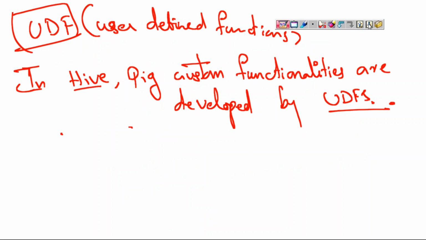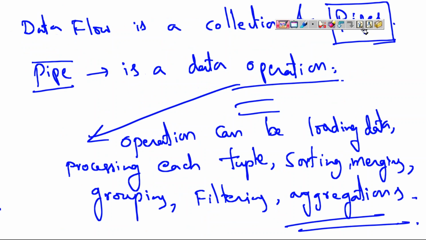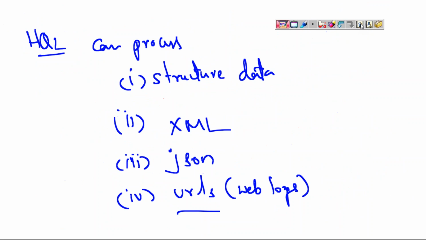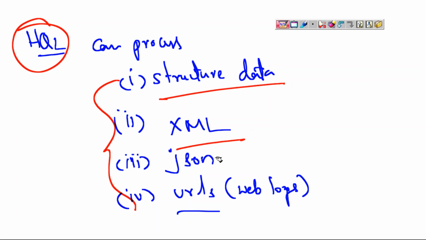One is Hive, which is a data warehouse environment in our Hadoop framework. In the case of Hive, the language is HQL, similar to SQL only. What it can do, what it cannot do is, it can do structured, XML, JSON, URL data processing. But where Hive is weak means, Hive is weak for unstructured text.